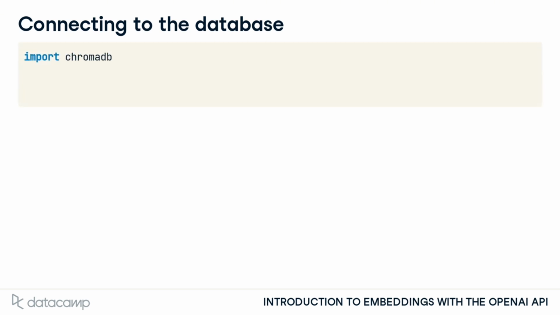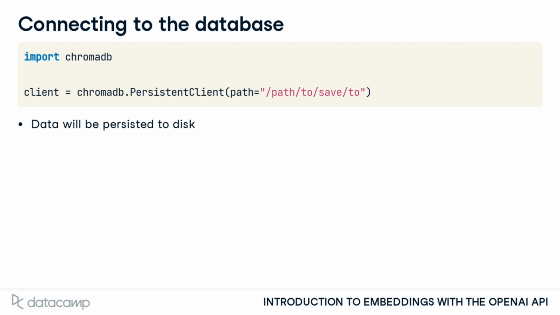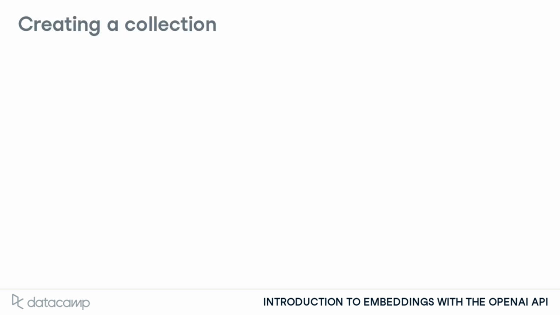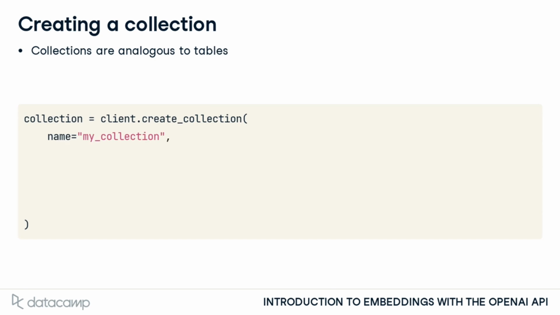In order to connect and query the database, we first need to create a client. We import ChromaDB and create a persistent client by calling persistent client. Persistent clients save the database files to disk at the path specified. To add embeddings to the database, we must first create a collection. Collections are analogous to tables, where we can create as many as we want to store our data. To create the collection, we use the createCollection method.